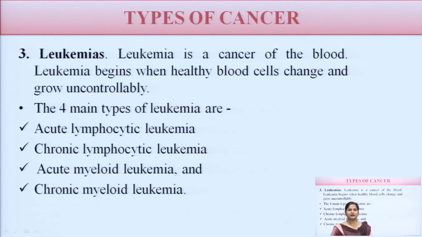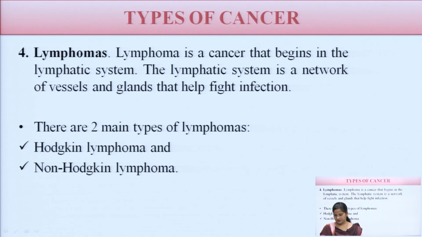Now, leukemia. Leukemia is the cancer of the blood. Leukemia begins when healthy blood cells change and grow uncontrollably. It is subdivided into acute lymphocytic leukemia, chronic lymphocytic leukemia, acute myeloid leukemia and chronic myeloid leukemia. So leukemia is a kind of blood cancer, right.